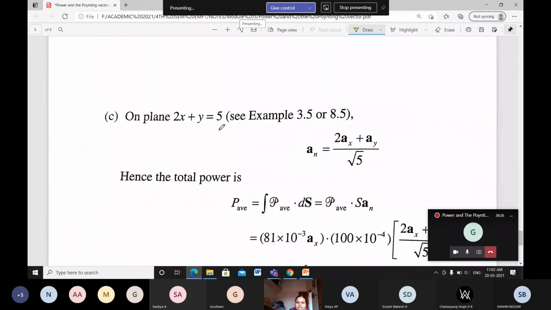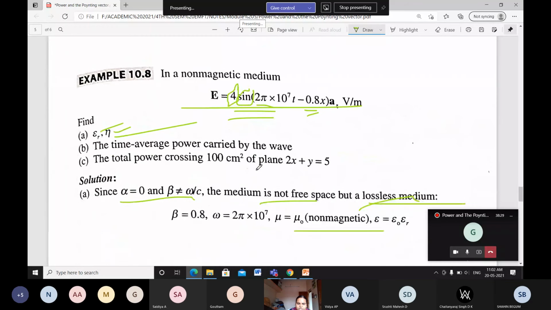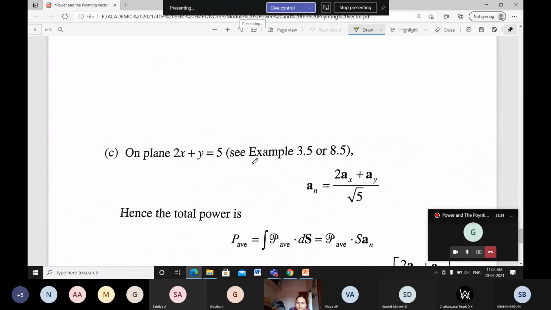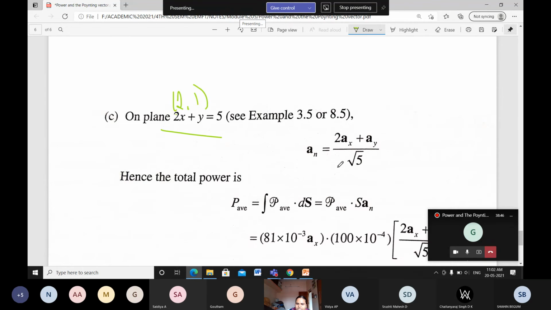Next, about the C question. They have given the plane in which it is moving, that is 2x plus y is equal to 5. Based on this, we can write the unit vector, that is an is going to be equal to 2ax plus ay, 2 comma 1 we can write, right? Divided by the magnitude of this. Hope you remember the unit vector equation, that is vector a divided by mod of vector a. The same thing is taken here. Mod is going to be square root of 2 square plus 1, that is square root of 5.